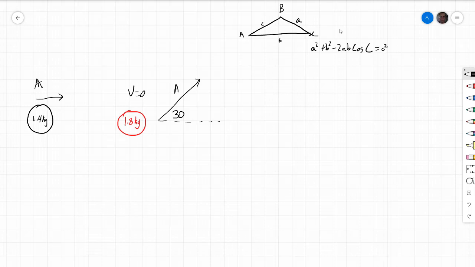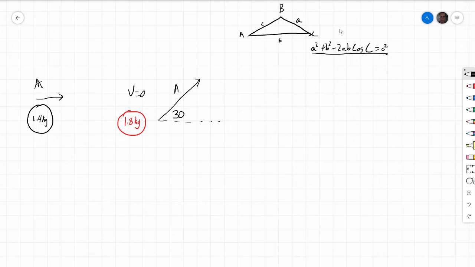Essentially what it says is the sum of the squares of two sides of a triangle, minus twice the product of those sides times the cosine of the angle between them, is equal to the square of the third side, right? So the law of cosines is essentially a Pythagorean theorem for all triangles instead of just right triangles, right? Because if this angle was a 90-degree angle, the cosine of 90 is 0, then this becomes a squared plus b squared equals c squared.